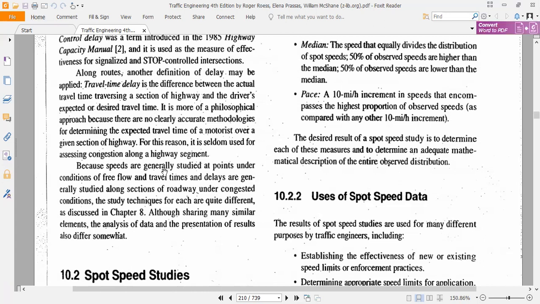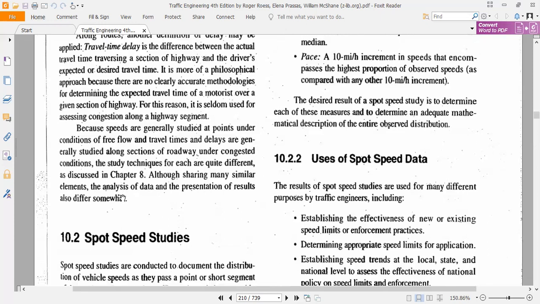Now, because speeds are generally studied at points under conditions of free flow, and travel time and delay are generally studied along sections of roadway under congested conditions, this is important. Speeds are studied under free flow conditions because you want to see how much speed the drivers can attain and at what speed they want to move. And travel time and delays are usually studied along sections of road under congested conditions.